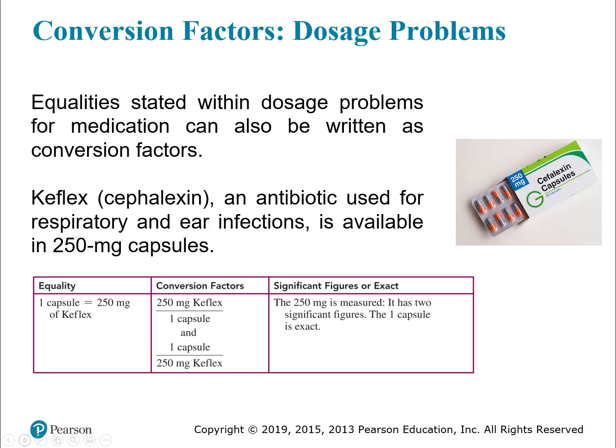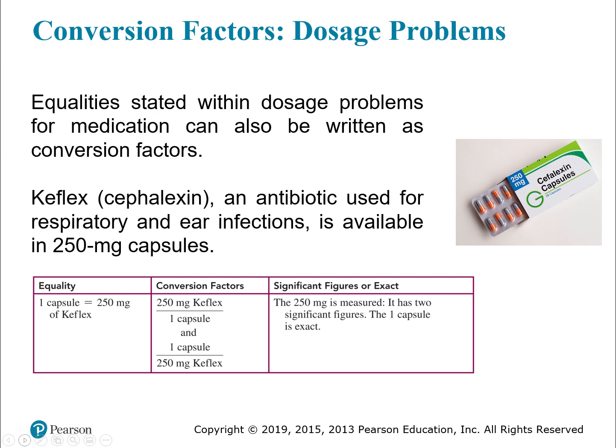We can also use conversion factors when we're figuring out dosages. So for a medication, you get a specific number of milligrams per kilogram of body weight. That's usually how it's done. You can also figure out, okay, each capsule of this particular antibiotic has this many milligrams of active ingredient. And from there, you can figure out how many capsules you need based on the person's body weight.